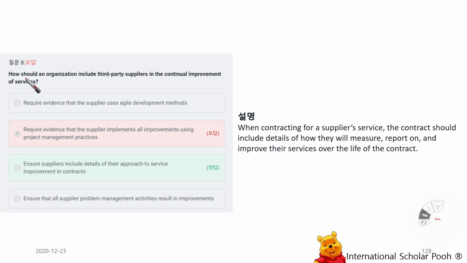How should an organization include third-party suppliers in the continual improvement of service? Ensure suppliers include details of their approaches to service improvement in the contract. When contracting for suppliers' services, the contract should include details of how they will measure, report on, and improve their service over the life of the contract.